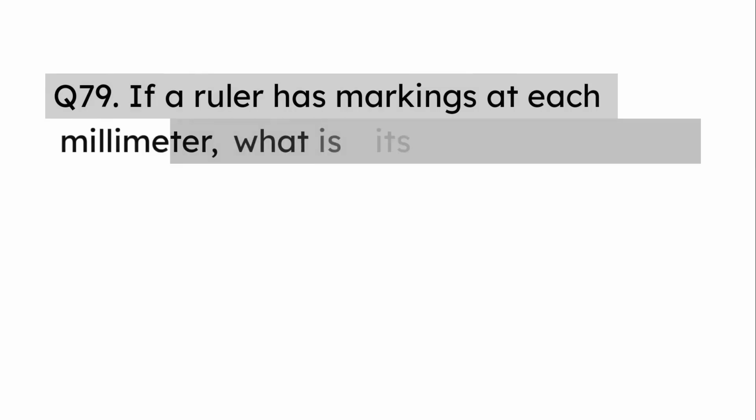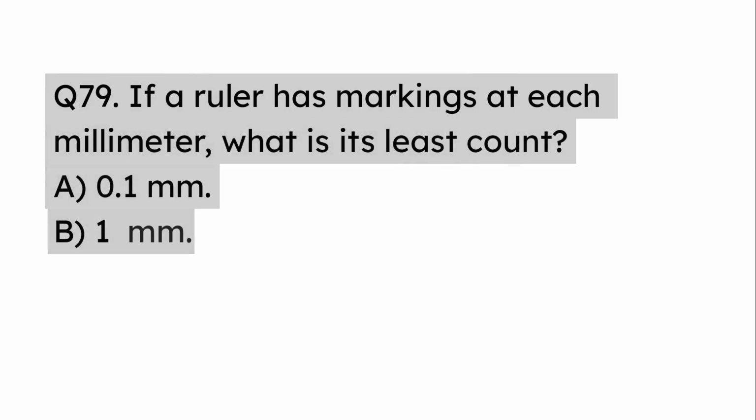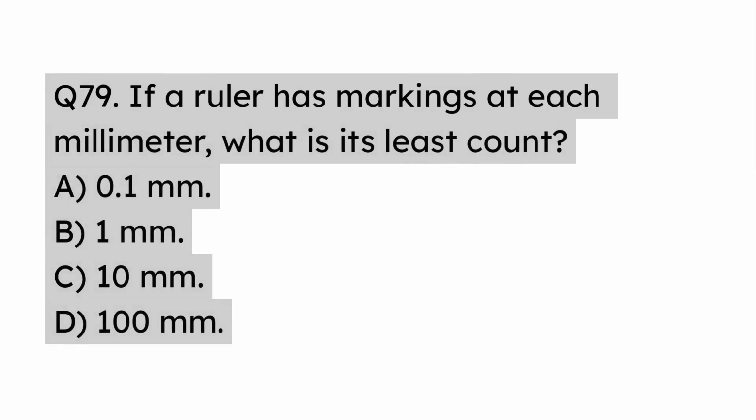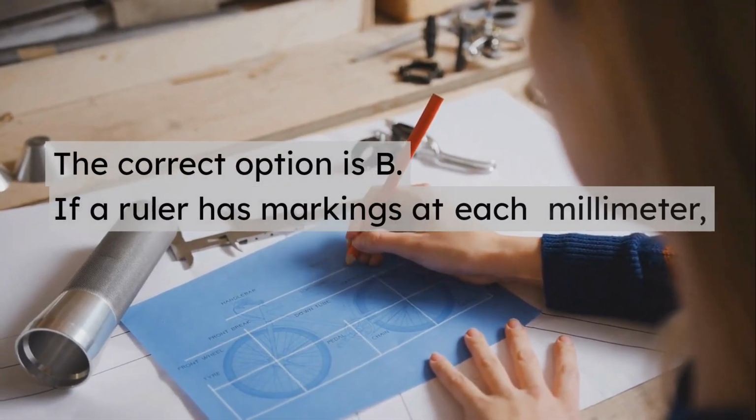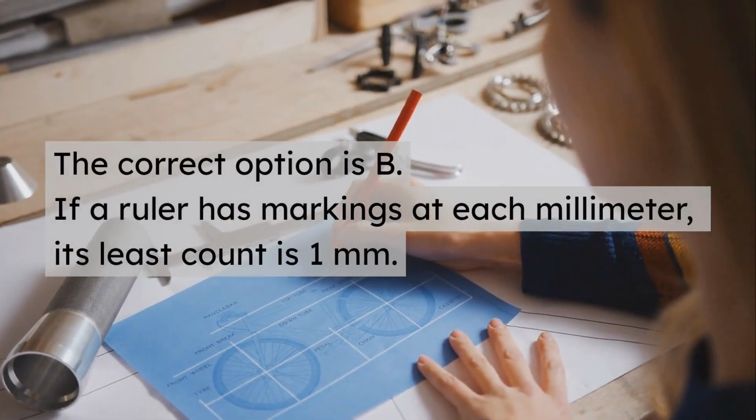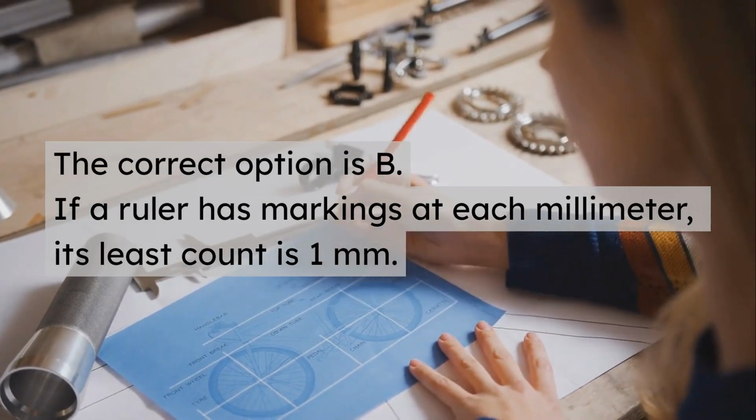Q79. If a ruler has markings at each millimeter, what is its least count? A. 0.1 mm, B. 1 mm, C. 10 mm, D. 100 mm. The correct option is B. If a ruler has markings at each millimeter, its least count is 1 millimeter.